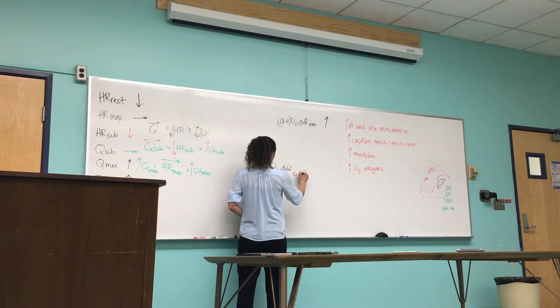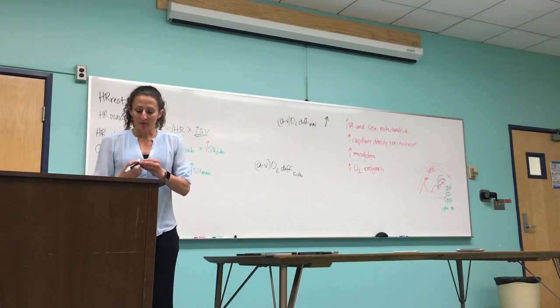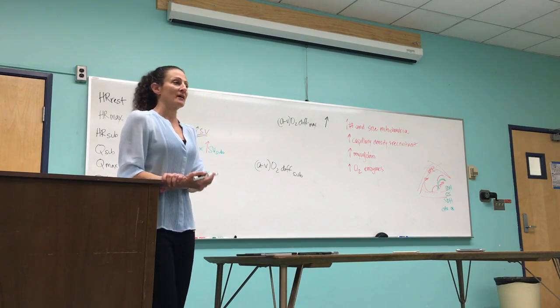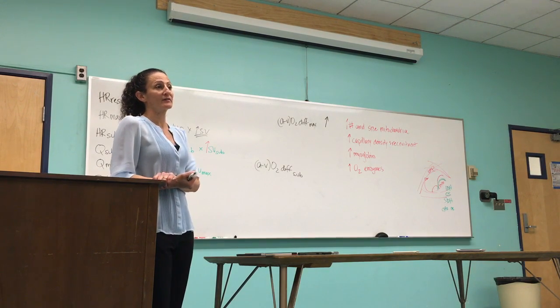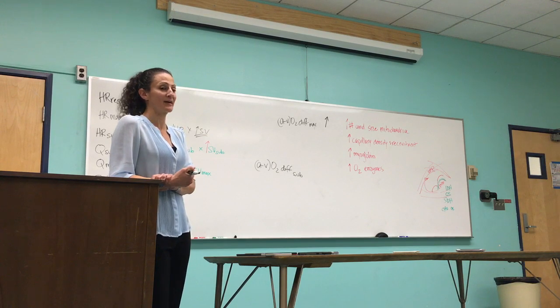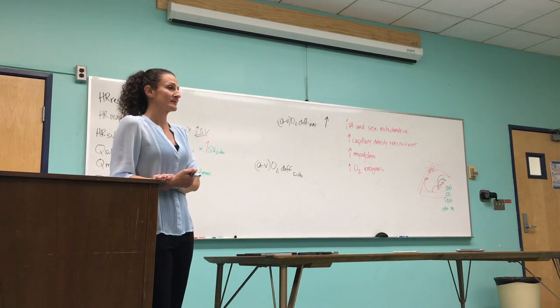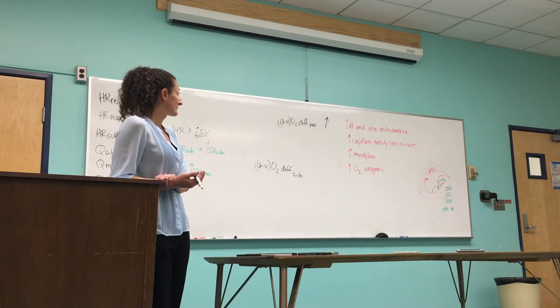AVO2 difference at submax. Trained person, untrained person, both jogging on a treadmill at 5 miles per hour. How does the trained person's AVO2 difference compare to the untrained person's AVO2 difference? Higher, lower, or the same? Higher. Why? All those things.